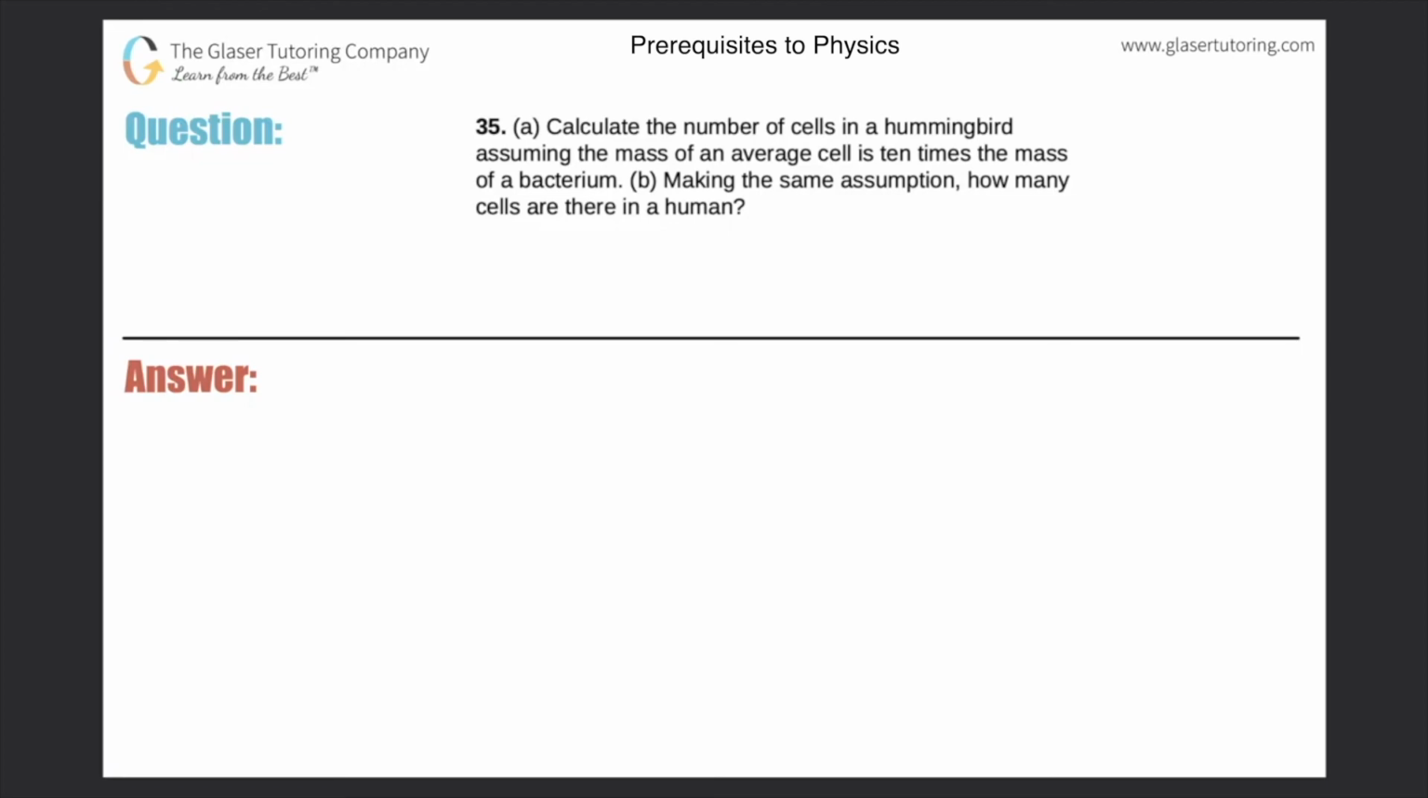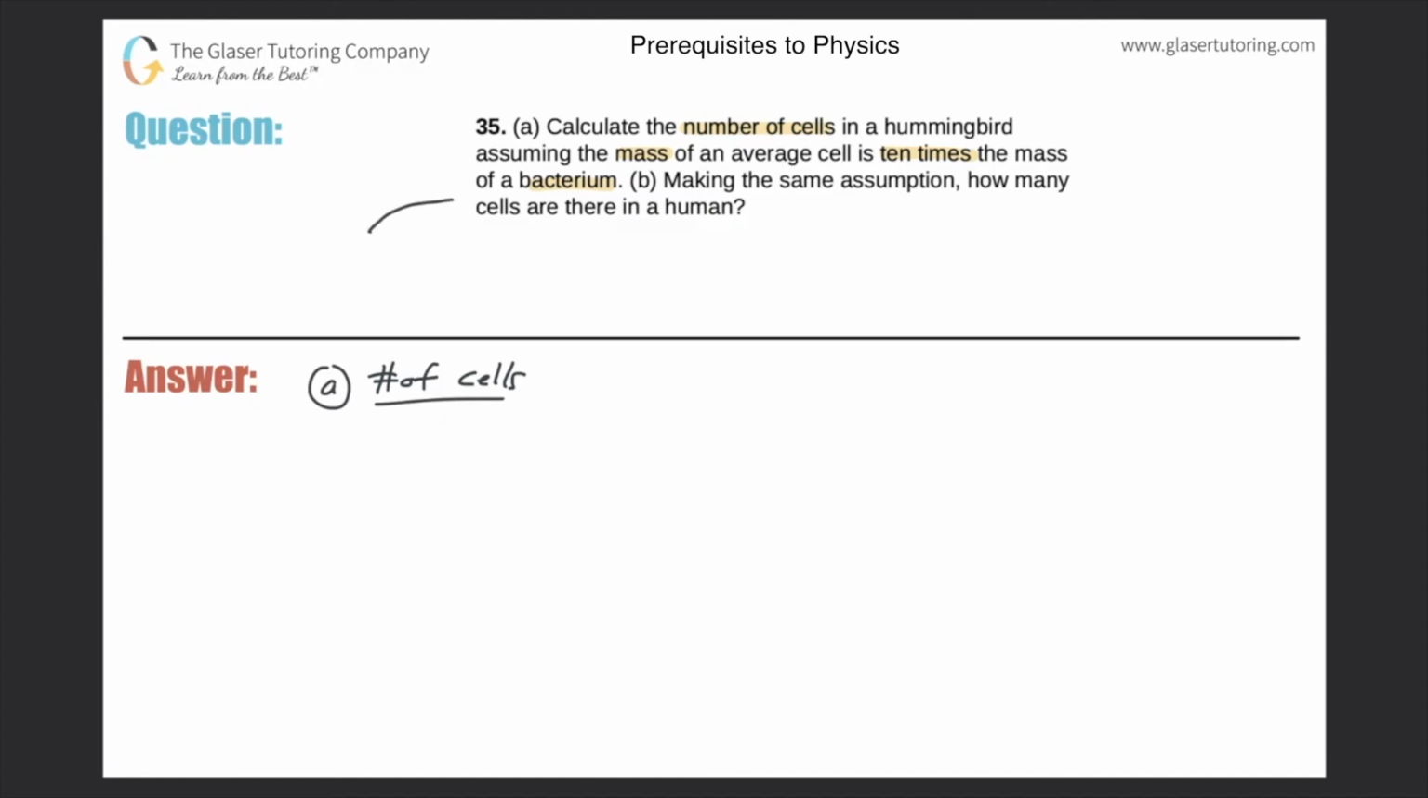Number 35, letter A. Calculate the number of cells in a hummingbird, assuming the mass of an average cell is 10 times the mass of a bacterium. Okay, let's work with letter A first. What we want to know is the number of cells in a hummingbird, and we assume that the mass of an average cell is 10 times the mass of a bacterium.